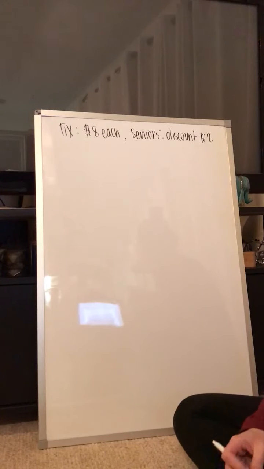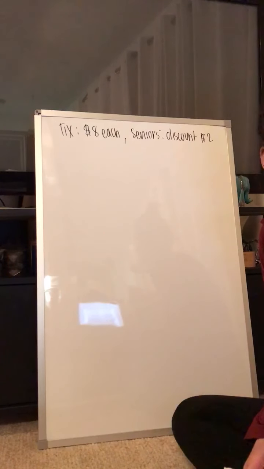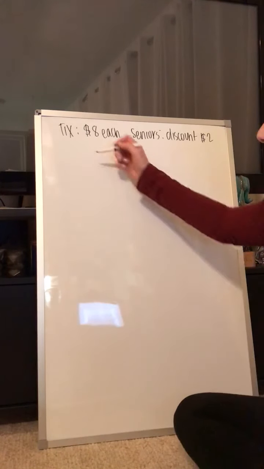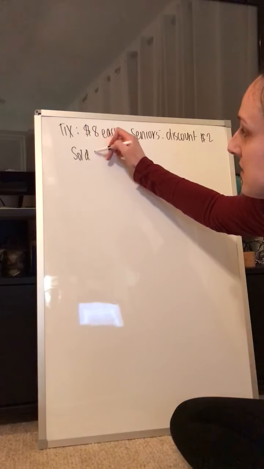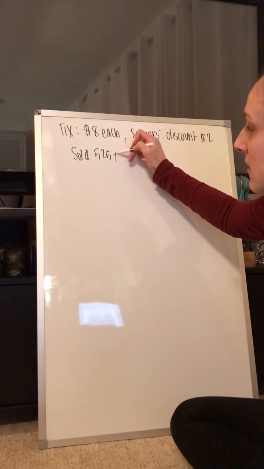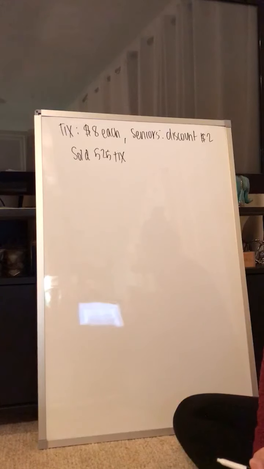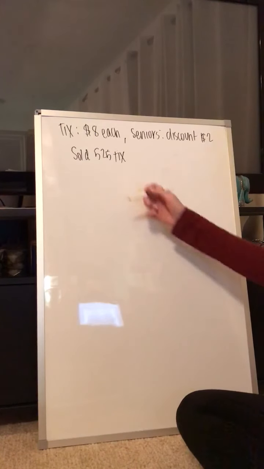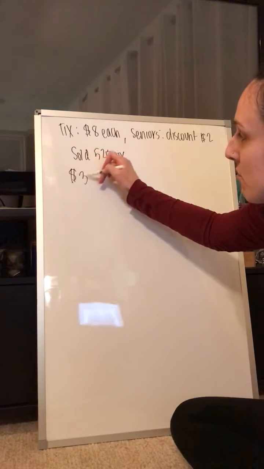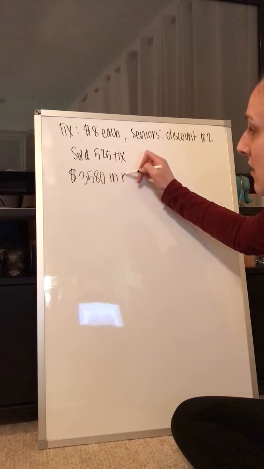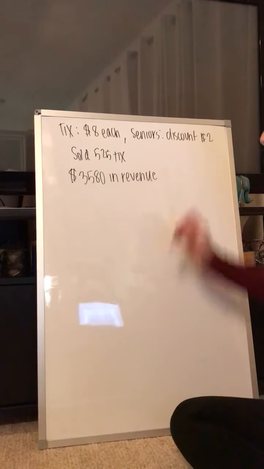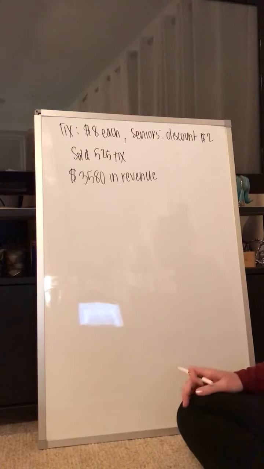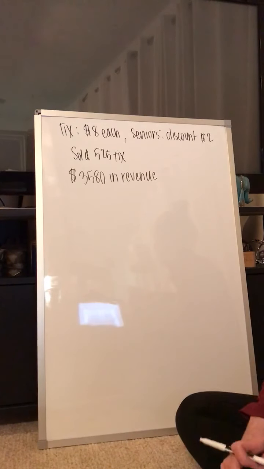All right, so tickets are $8 each. Seniors are receiving a discount of $2. One evening, the theater sold 525 tickets and took in $3,580 in revenue. And basically what I want to know is how many of each type of tickets were sold.